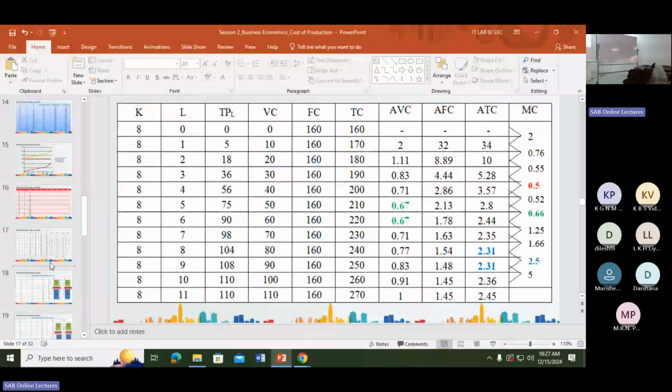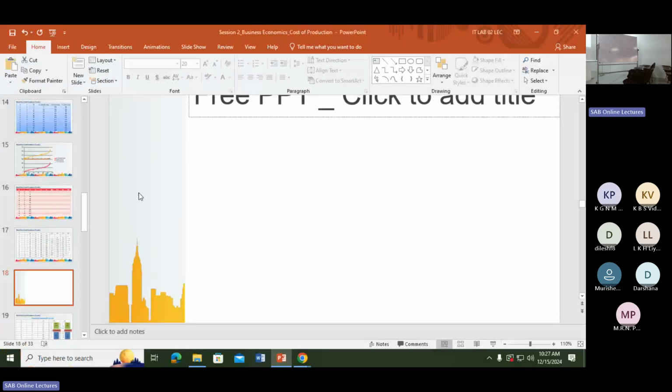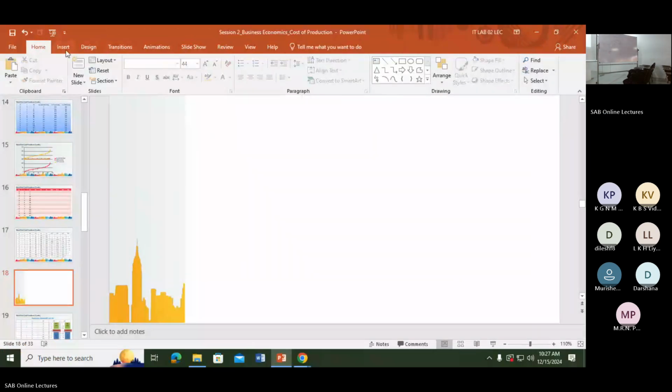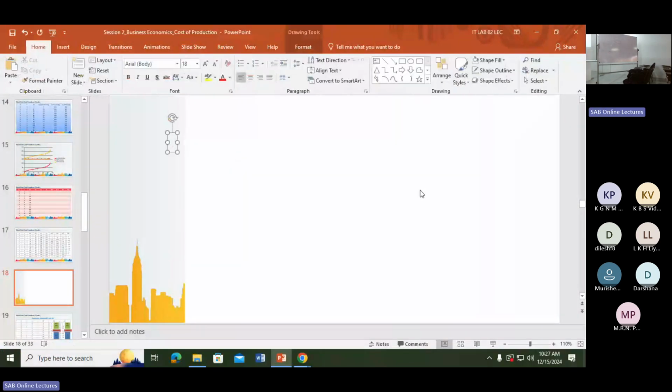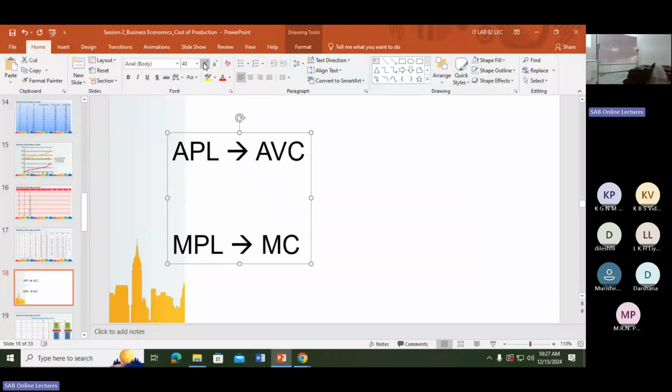We identify two relationships. One relationship is between average product of labor and average variable cost. And the other relationship is between marginal product of labor and marginal cost. So there are two important relationships between production curves and cost curves.